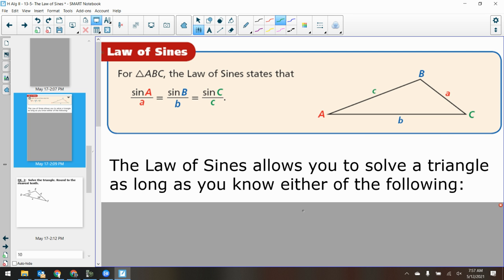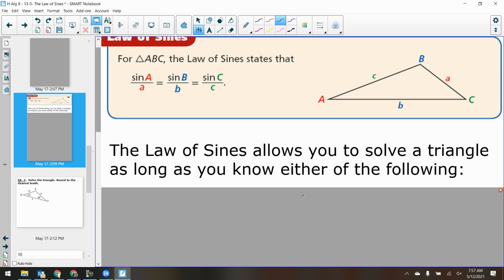Now, it's interesting that you bring up the whole obtuse thing, because there is actually an ambiguous case to the law of sines, and we'll talk about this in a second. When the angle is obtuse, there are weird things that can happen. Now, the law of sines allows you to solve a triangle as long as you know either of the following. When I say solve a triangle, I mean find all missing parts. So when the directions say solve this triangle, I'm telling you to find all missing parts of this triangle.